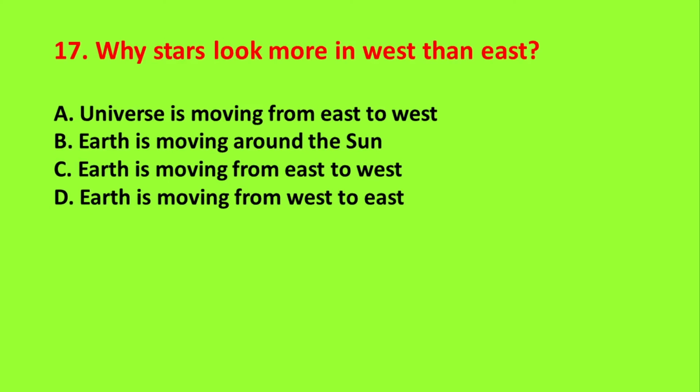Question number 17. Why do stars look more in the west than the east? A. Universe is moving from east to west. B. Earth is moving around the Sun. C. Earth is moving from east to east. D. Earth is moving from west to east. The correct option is option D. Earth is moving from west to east.